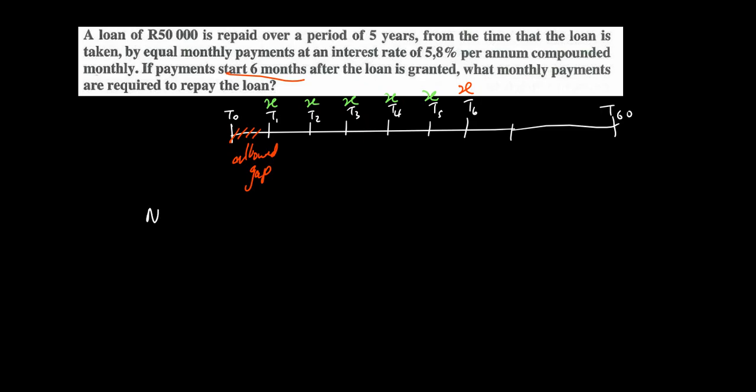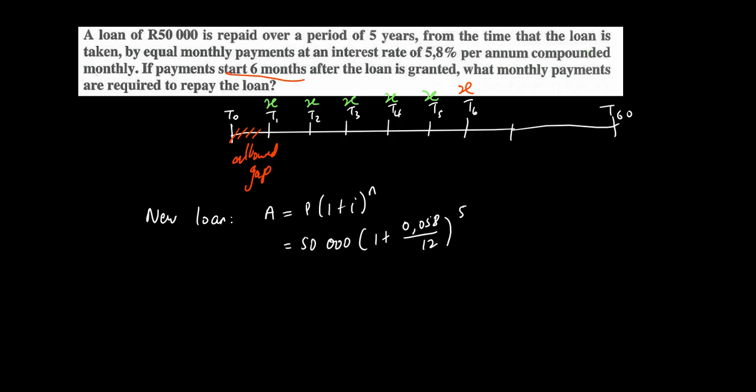The new loan is going to be A equals P into (1 plus i) to the power of n. The old loan was 50,000. The interest was 0.058 over 12. You increase it over the 5 missed payments.